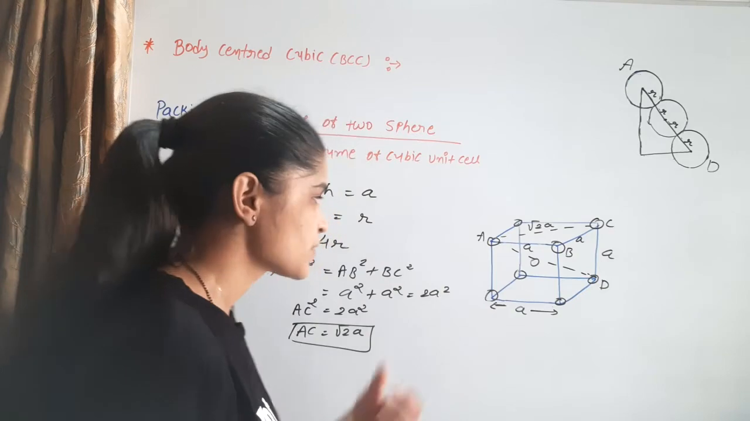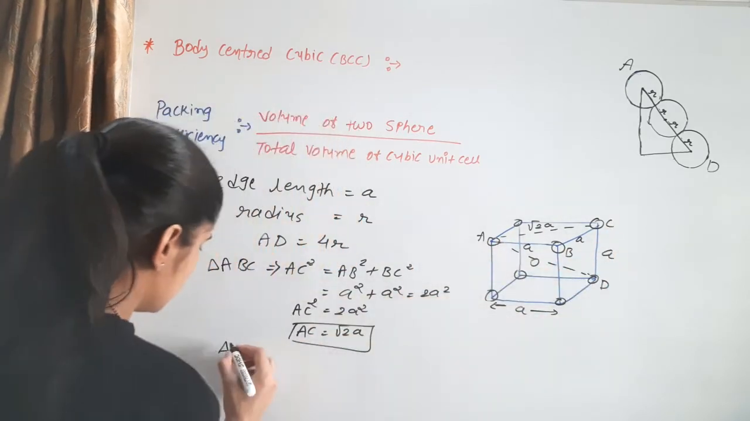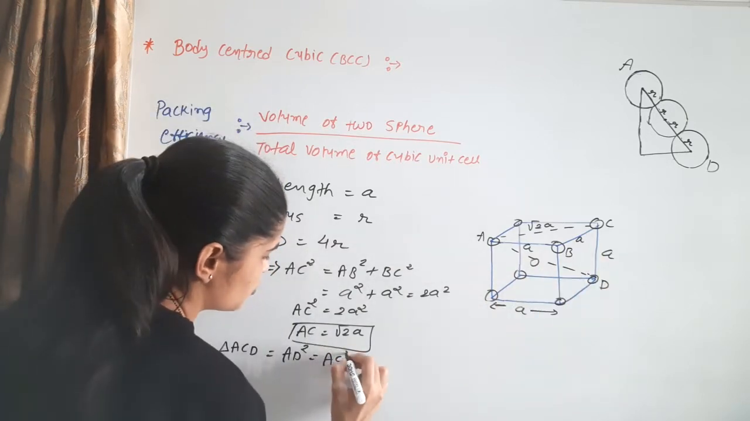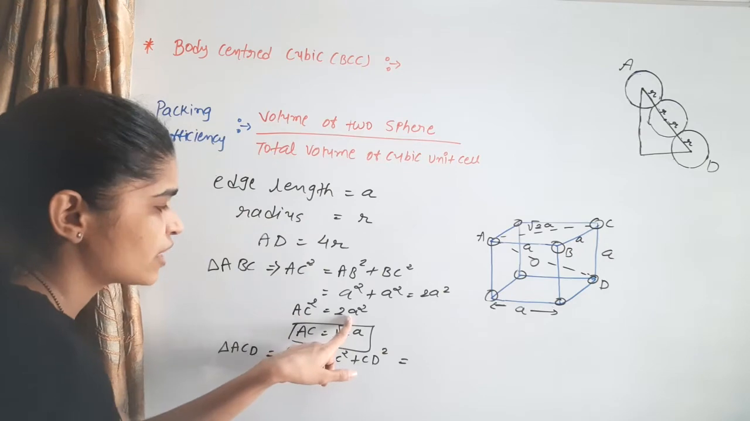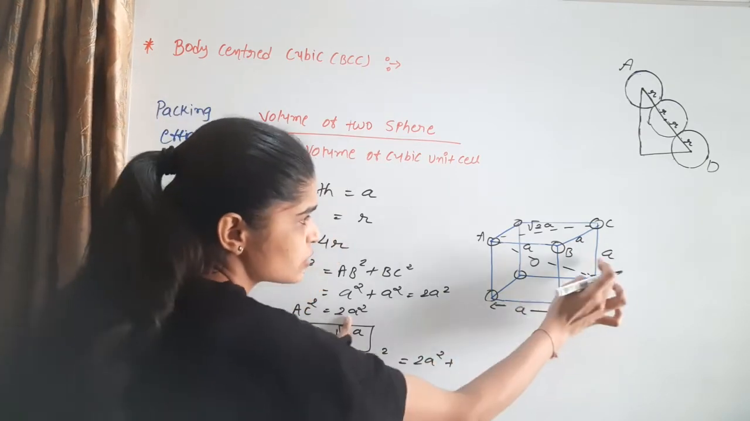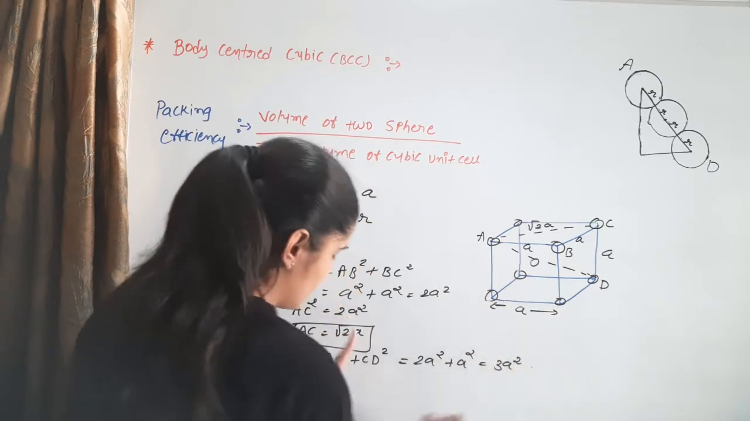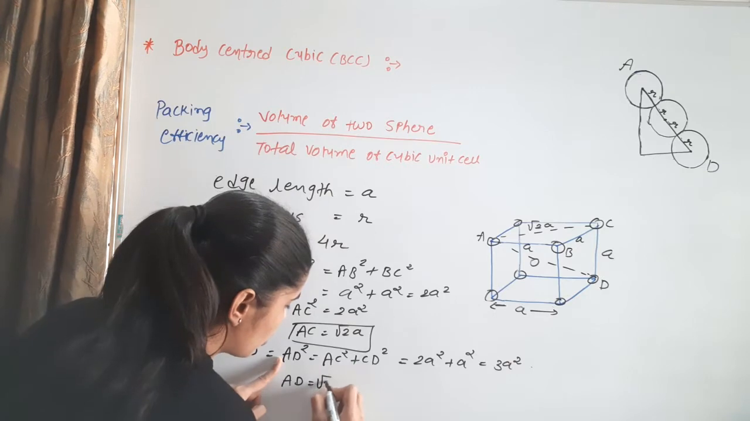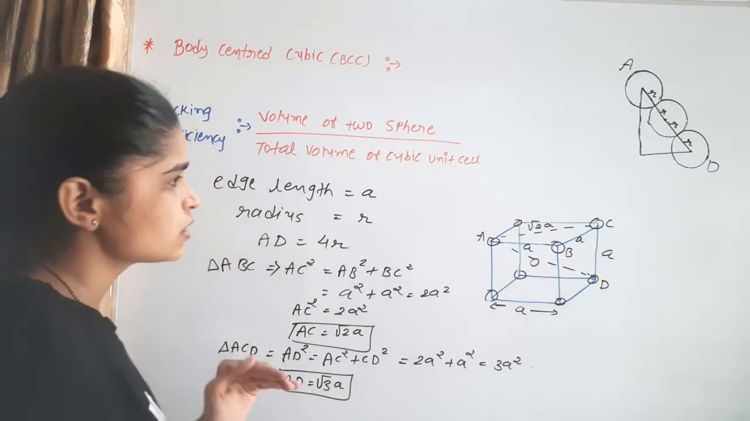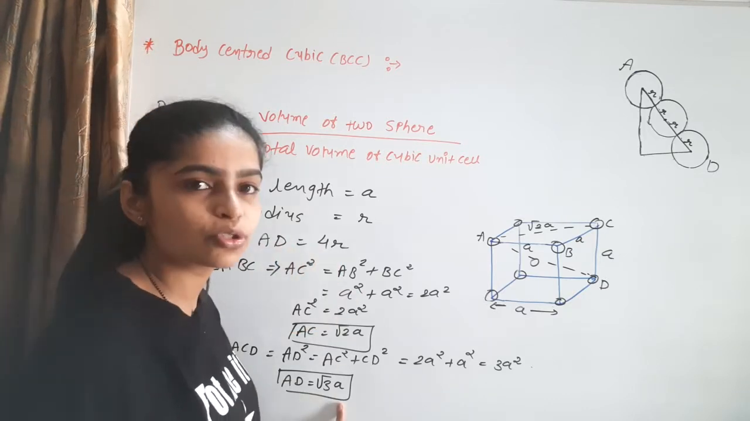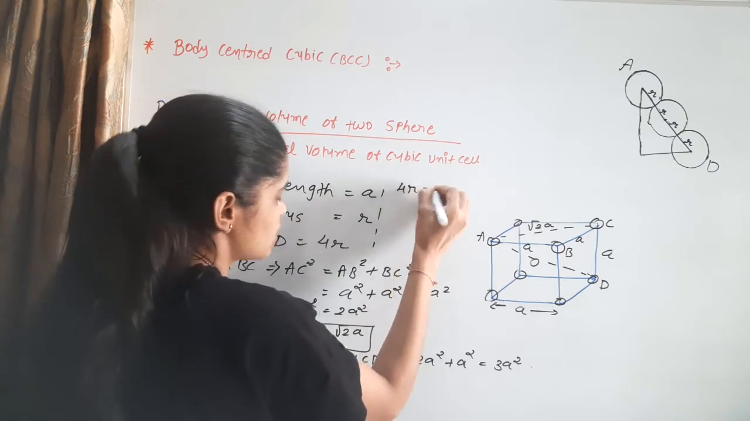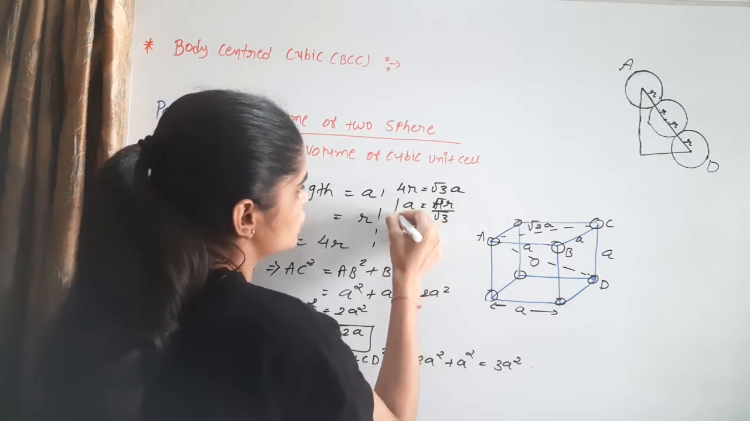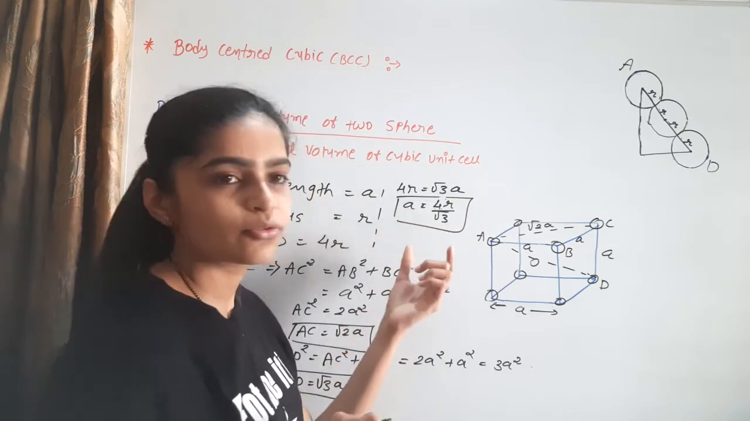Then find out AD. Consider triangle ACD: AD² is equal to AC² plus CD². AC² is equal to 2a² and CD² is a², which gives 3a². That way AD² is equal to 3a², so AD is equal to √3 a. With the other formula, AD is equal to 4r and AD is equal to √3 a. So 4r is equal to √3 a, and a is equal to 4r divided by √3.